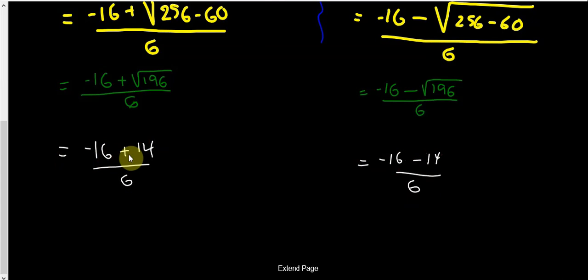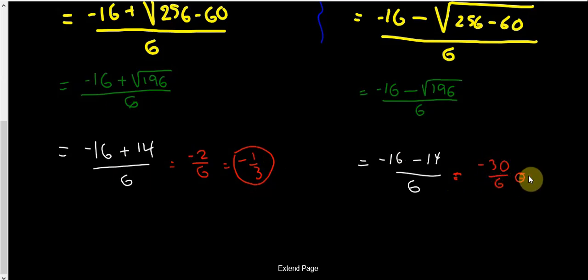And let's see, negative 16 plus 14, what's that going to be? That's going to be negative 2 over 6. That'll reduce to negative 1/3. So there's one solution, right? Over here, oops, sloppy equal sign. Negative 16 minus 14, that's going to be negative 30 divided by 6. Oh, that's going to equal negative 5. Guess what? This thing did factor.